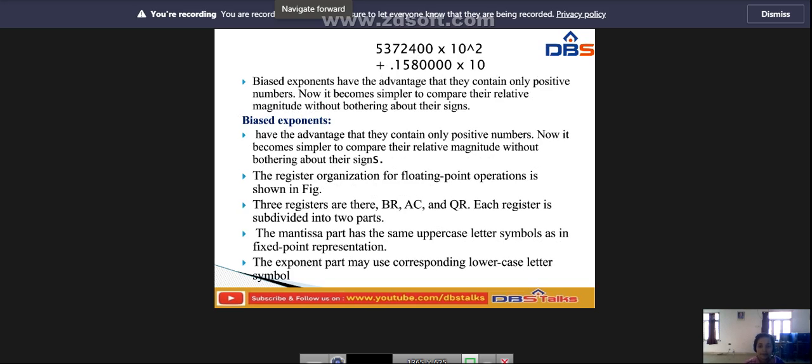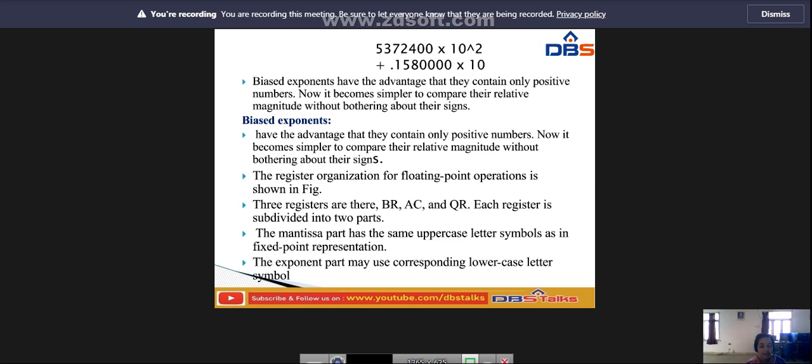Now the arithmetic operations. So what are the arithmetic operations? Arithmetic operations with floating point numbers are more complicated than with fixed point numbers. Their execution also takes longer time and requires more complex hardware. Adding and subtracting two numbers requires first an alignment of the radix point, since the exponent parts must be made equal before adding or subtracting the mantissas.